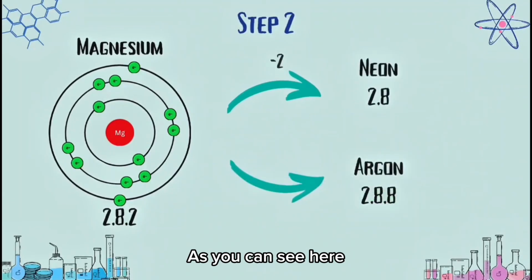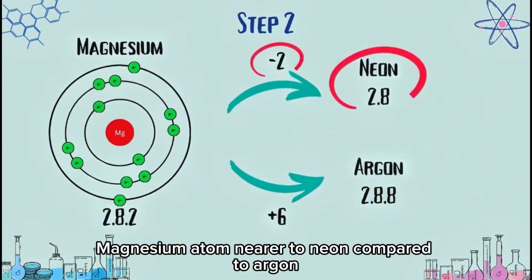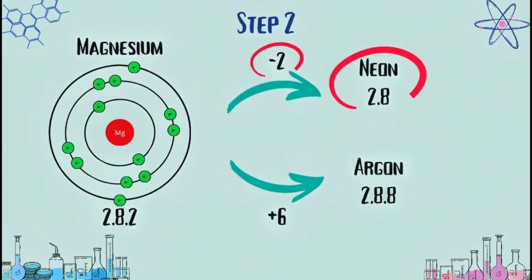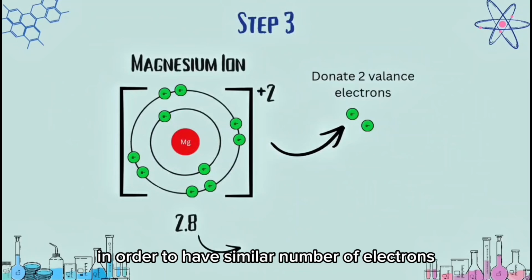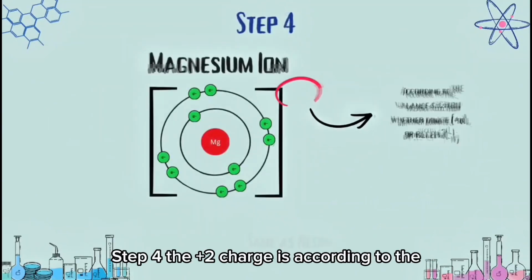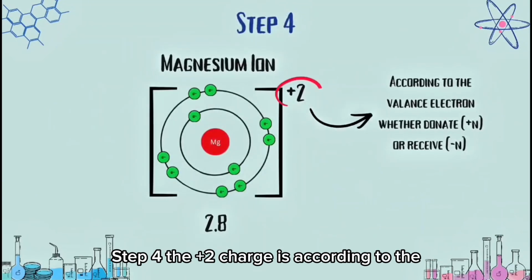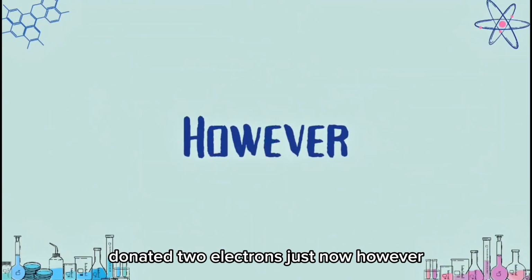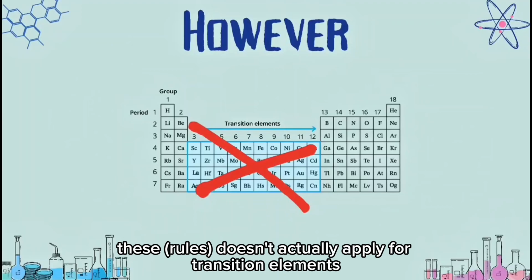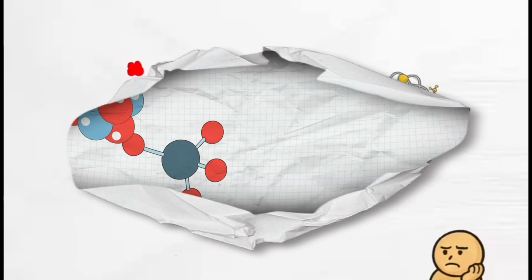If you can see here, the magnesium atom is nearer to neon compared to argon. Step 3. Remove 2 electrons in order to have a similar number of electrons to neon. Step 4. The +2 charge is according to the 2 electrons donated just now. However, this doesn't actually apply for transition elements.